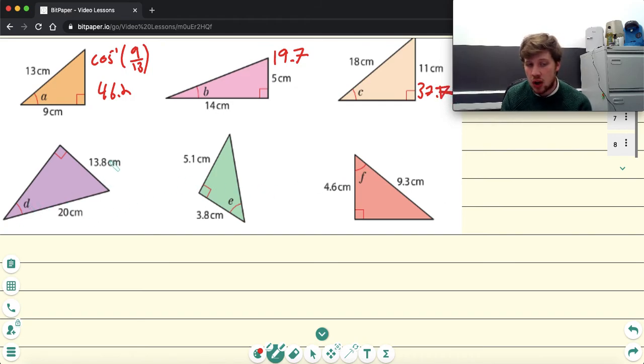The next one, we've got opposite and hypotenuse, so it's inverse sine again, and we'd end up with 43.6 for our angle. This one, we've got opposite and adjacent, so it's the inverse tan of 5.1 over 3.8. It's opposite over adjacent, so this is 53.3. And finally, the last one is cos, because it's adjacent and hypotenuse, so it's inverse cos of 4.6 over 9.3, which is 60.4.